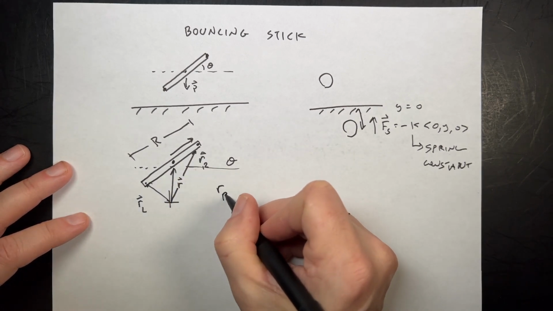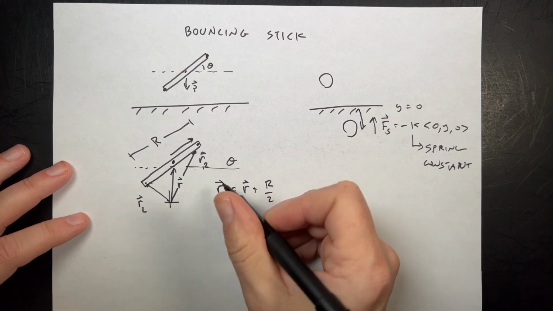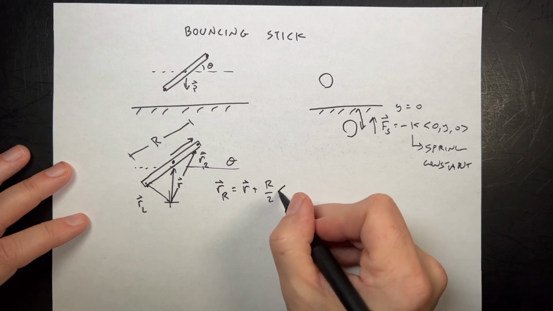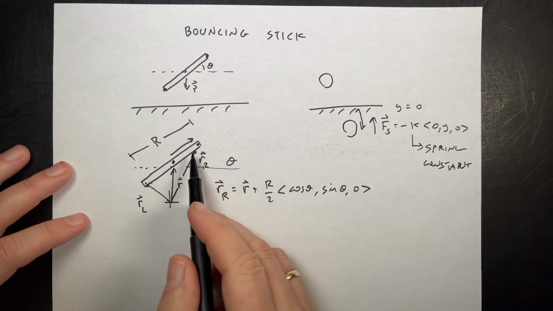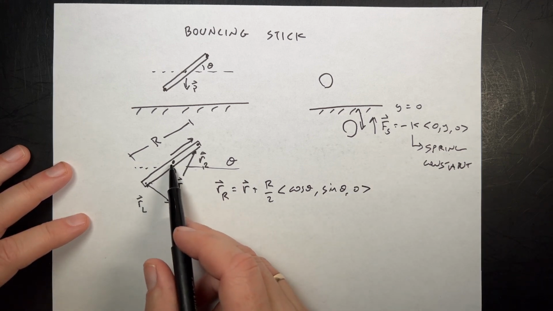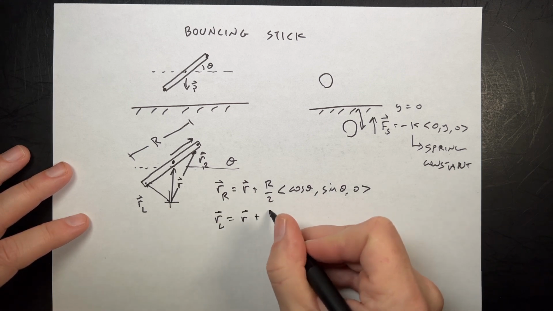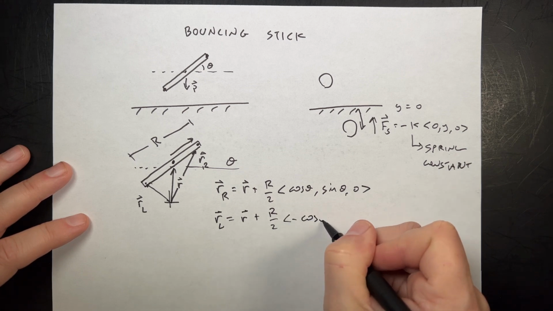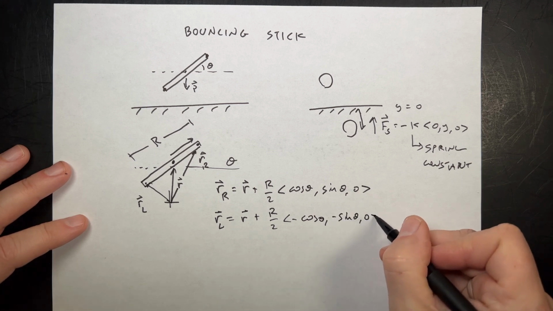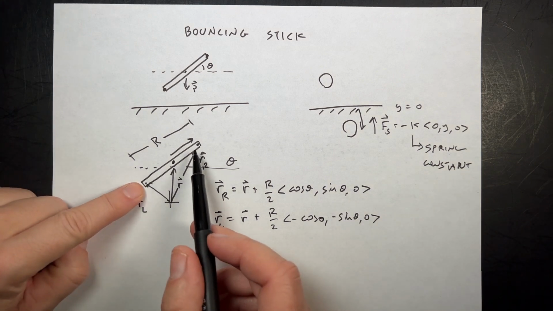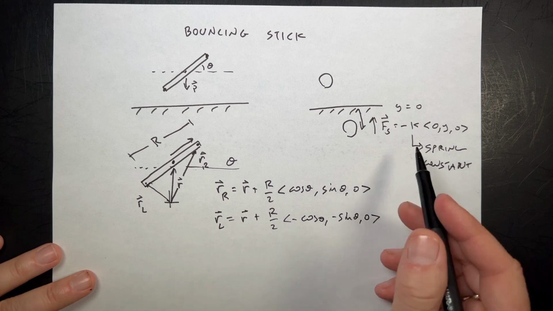then if I know the location of the center, this vector right here, I can say R, the right-hand side, is going to be the vector R plus R over 2, because that's this size, and then I have to multiply this by cosine theta, sine theta, 0. So I can find the location of that side. The other side is going to be the same thing, except it's going to be minus. So RL is going to be R minus R over 2 times cosine theta, sine theta, 0, because it's on the negative side. Okay, so that's how I can do that. And then I can test if each of these will have an impact with the ground. And then I'll have a spring force.